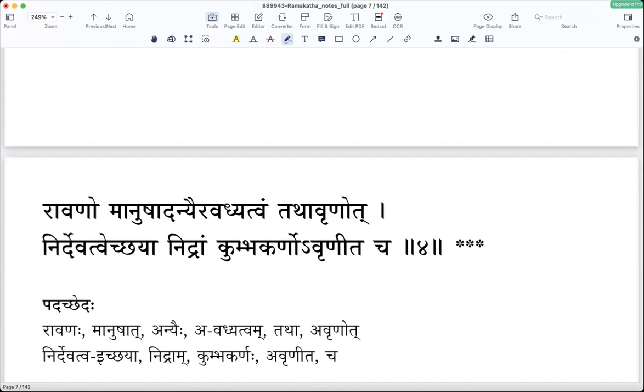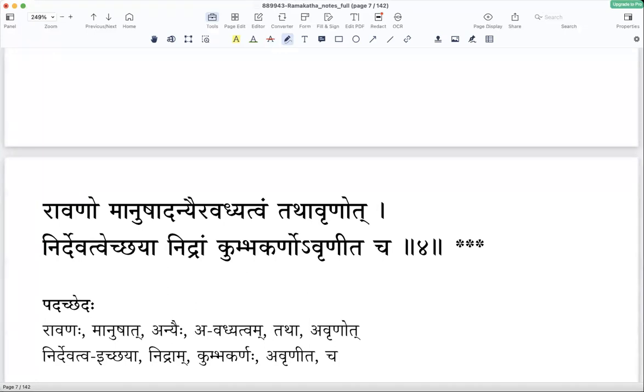Okay, I can go. Yeah. Ravana manushadanye ravadhyatvam tathavrunot, nirdevatvechaya nidram kumbhakarno vrunitacha. Ravanaha avadhyatvam avrunot, tadapi manushad anyehi. Ravanaha manushadanyehi avadhyatvam avrunot, prathamam vakyam. Anantaram kumbhakarnaha nirdevatvechaya nidram avrunita. Tatha. So before you start the second sentence, tatha, in the same manner, yatha ravanaha avrunot, tathaiva kumbhakarnopi avrunita iti.